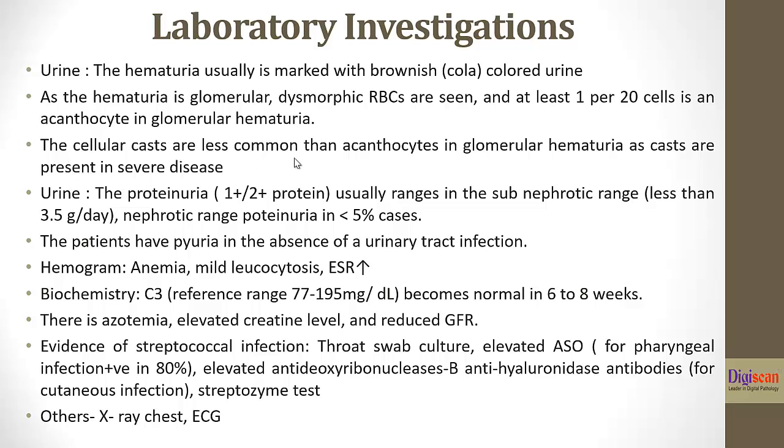The cellular casts are less common than acanthocytes in glomerular hematuria, as casts are present in severe disease. The proteinuria is generally 1 plus to 2 plus and ranges in the subnephrotic range, that is, it is less than 3.5 grams per day. Nephrotic range proteinuria is seen in less than 5% of the cases. The patient may have pyuria, that is, presence of WBCs in urine in the absence of a urinary tract infection.